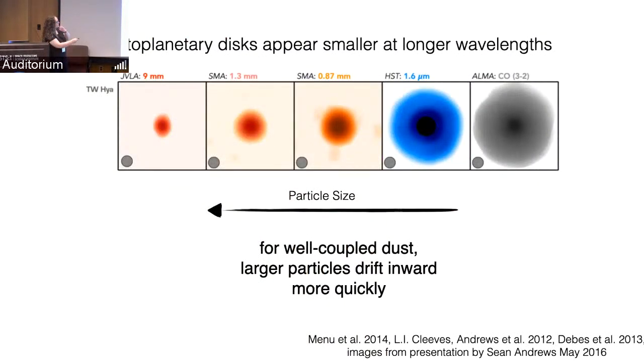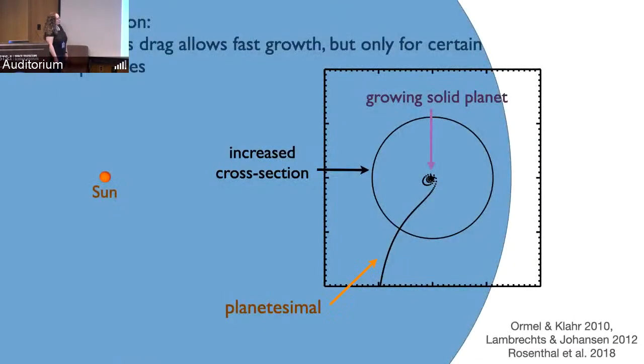We can just see that observationally now in multi-wavelength images of disks. For well-coupled dust, larger particles drift inward more quickly, and you can see that disks look at different sizes at different wavelengths. So we know that this is going on. If you look at that from a planet growth perspective, you have a growing solid planet, then for certain sizes of particles, this can cause your growth to dramatically increase in rate. So this can allow you to form gas giants at these really large distances. That's one of the reasons that motivated this work.